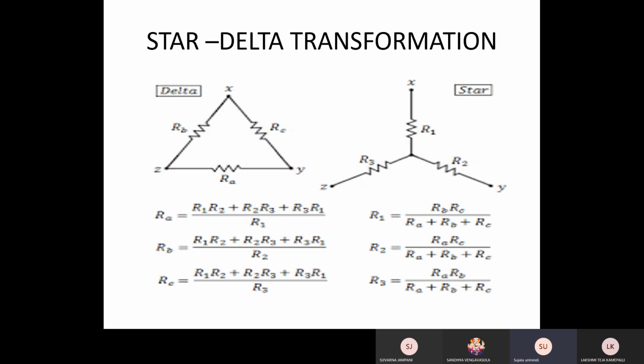So what is star to delta transformation? We all know the Y symbol is called star and the triangle is called delta. So how do you find the star delta transformation? Generally there is a derivation for star delta. This is for the star: R1 is equal to RA RB RC by RA plus RB plus RC.